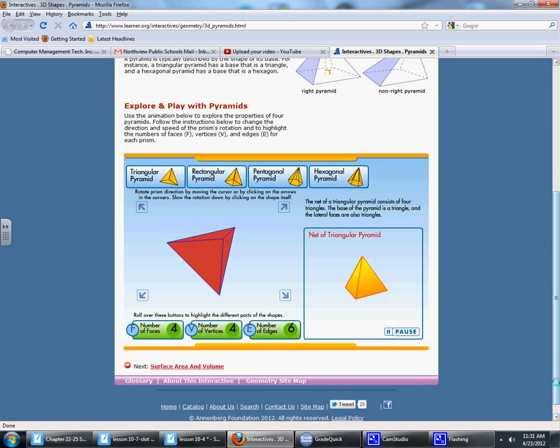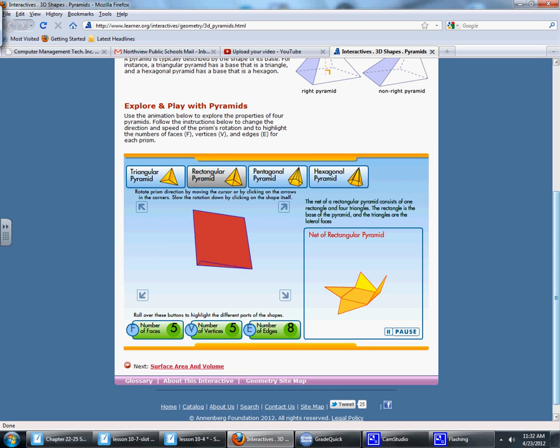So if we look, this first shape here is a triangular pyramid. Notice it has a triangle base and then the sides fold up to a point, which makes it a pyramid. Here we have a rectangular pyramid. It has a rectangle base and again triangle sides that fold up to a point. You can see the rectangle base and then the four triangle sides that fold up to make the pyramid.